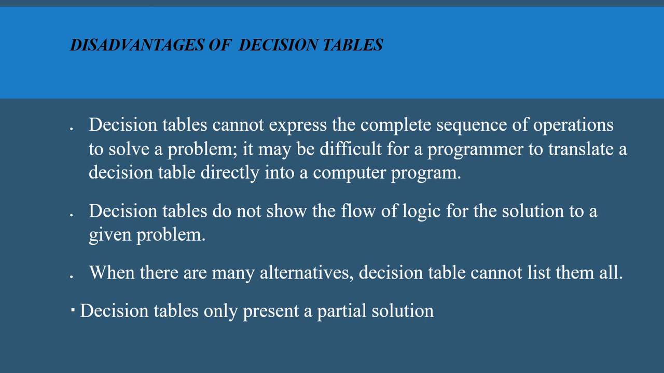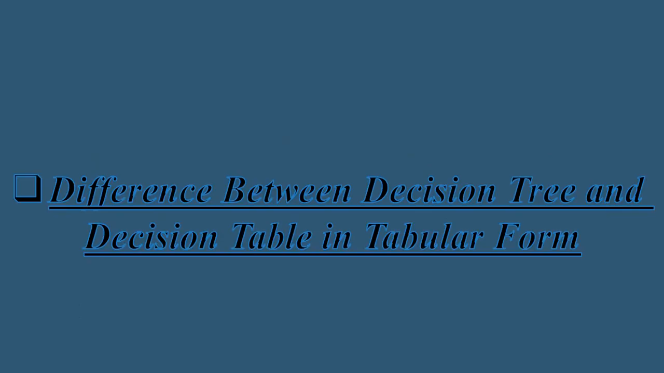That means the flow of action from one condition to another is not seen or is not visible. Alright, when there are many alternatives, the decision table cannot list them all. Decision tables only present a partial solution.